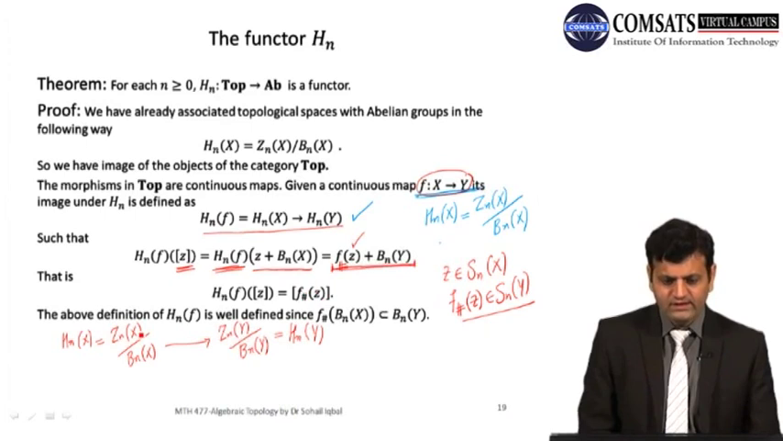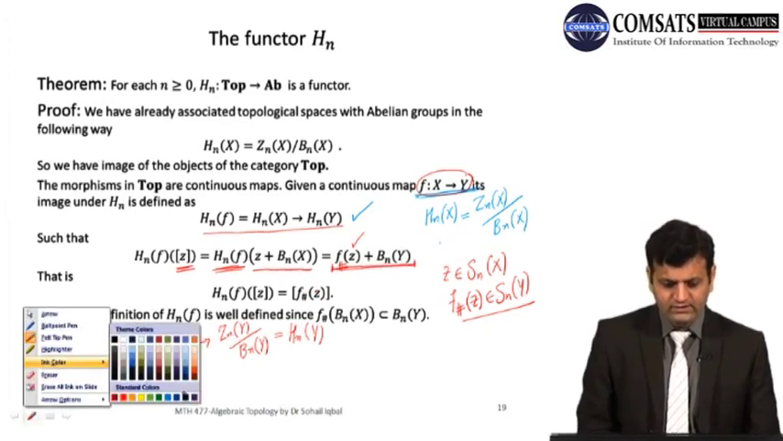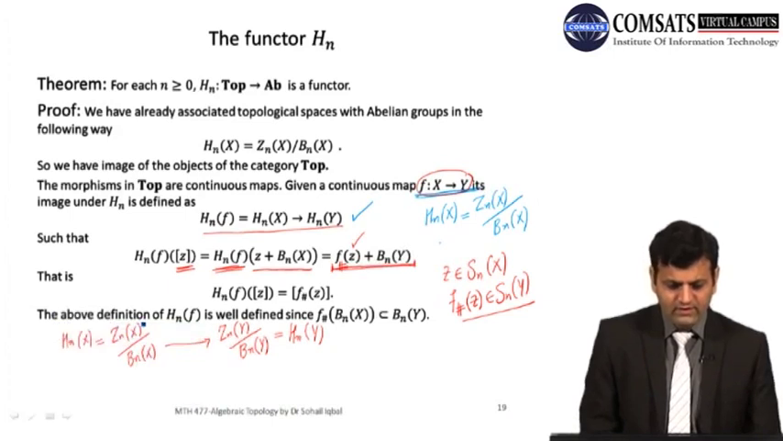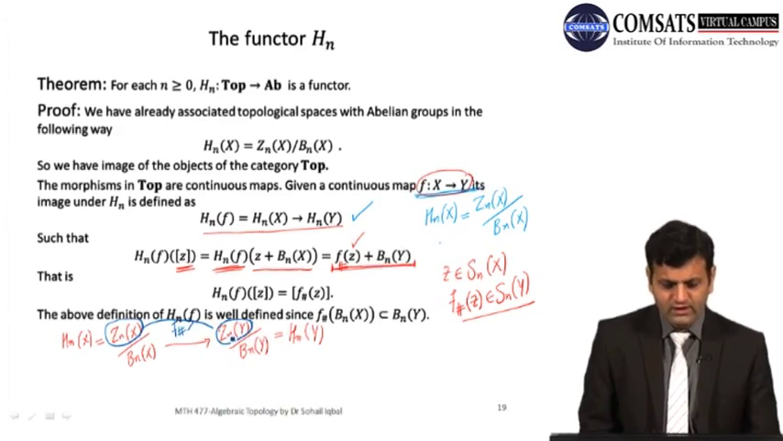We have already seen that if I have an element of Zn(X), it will take elements to Zn(Y). Basically I'm talking about the map f hash. So f hash takes elements of Zn(X) to elements of Zn(Y), and we have already seen that it takes elements of Bn(X) to the elements of Bn(Y). So they are contained in this thing.